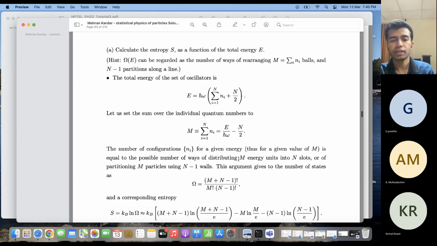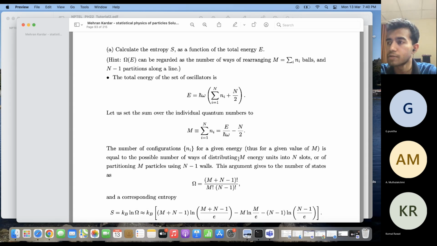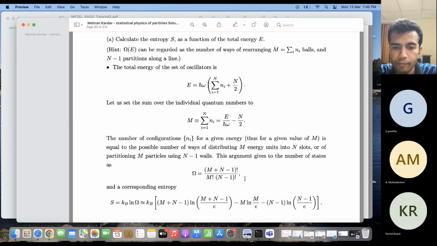So the sum over all quantum numbers gives me the total number of energy units which I must have that satisfy these constraints. So I have capital N number of oscillators and capital M number of energy units which should satisfy the constraint of total energy together. So the total number of microstates which the system has is the number of possible ways of distributing m energy units into n slots.